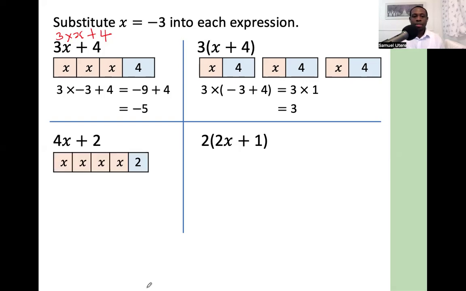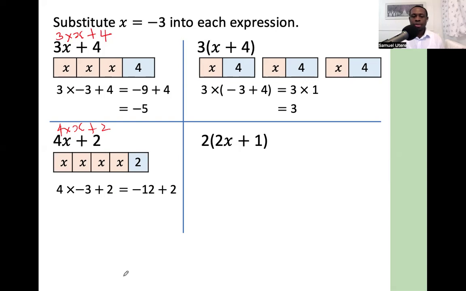This expression here means 4 lots of x add 2. Now, remember, in algebra, a letter next to a number are simply multiplying each other. So this is 4 times whatever x is plus 2. So if we do our substitution, that will be 4 times negative 3 add 2. Now, remember order of operations, you have to do the multiplication first. So 4 times negative 3 will be negative 12, add 2.